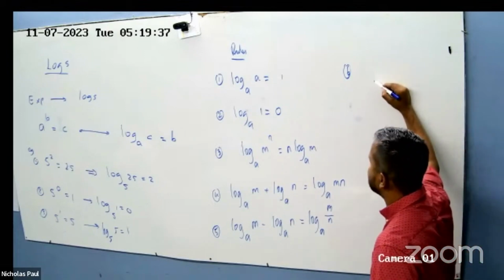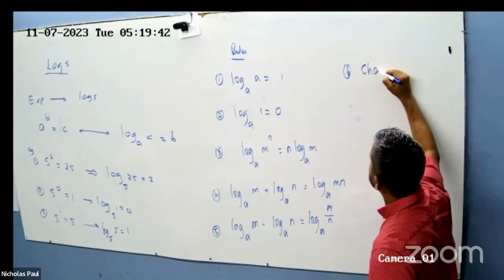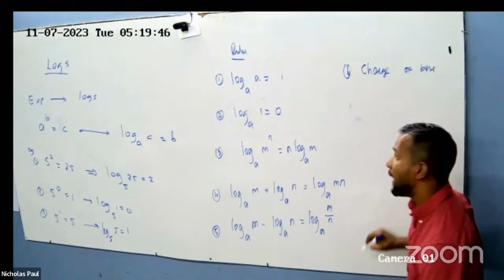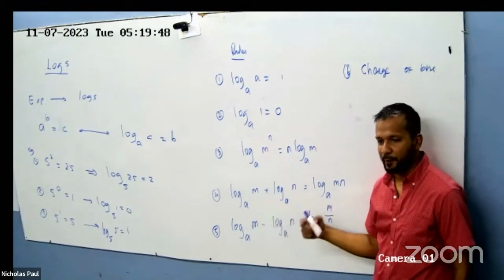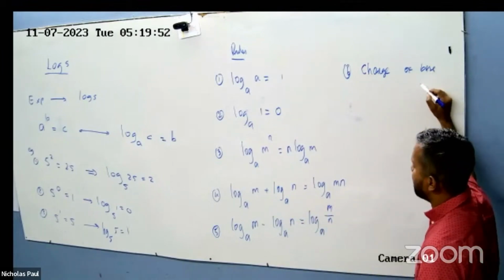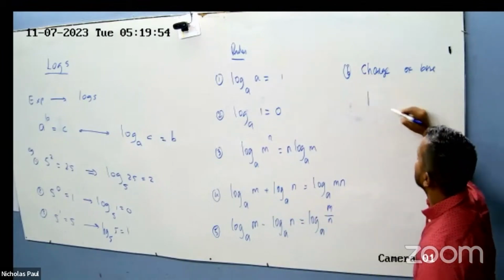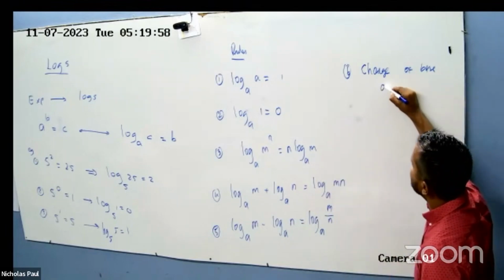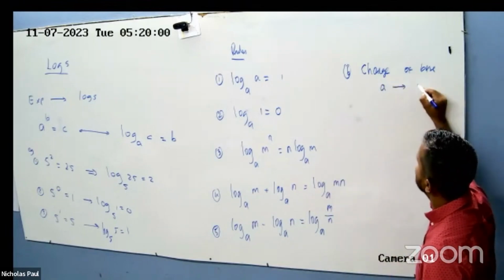Number 6. There's a new rule. It's called change of base. So sometimes we will not have the same base and we have to be able to change it. So let's do the change of base. Let's go from base a to base c.